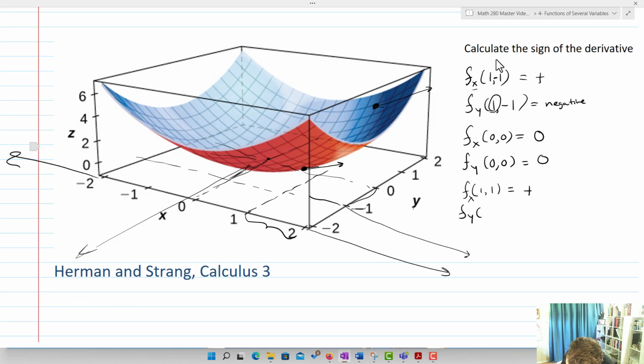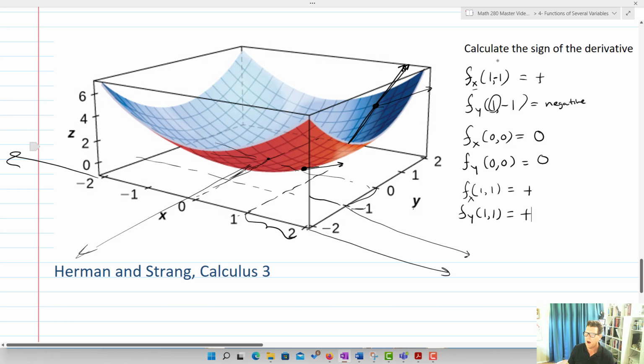And let's take f_y at (1, 1). We're now going to hold our x constant. What you can see here is that the slope of that tangent line is going to end up being positive, so this ends up being positive. And so this gives us another way to visualize what it means to hold one of the variables constant while taking the rate of change with respect to the other.